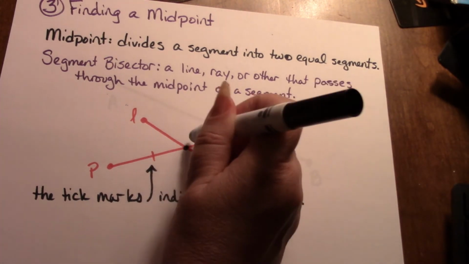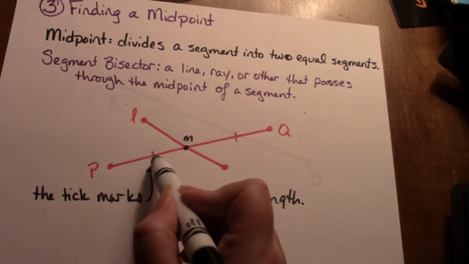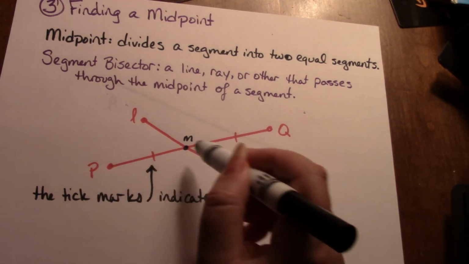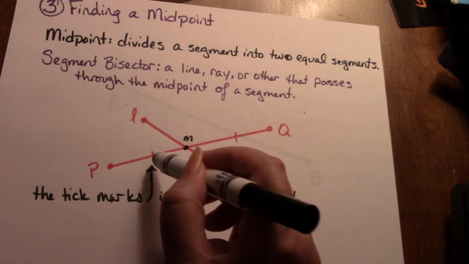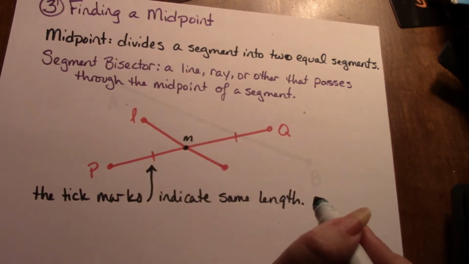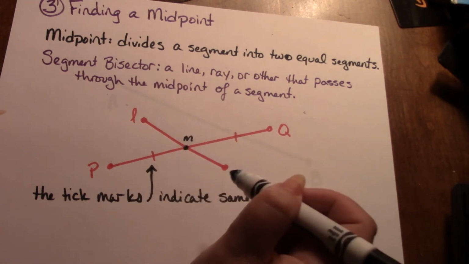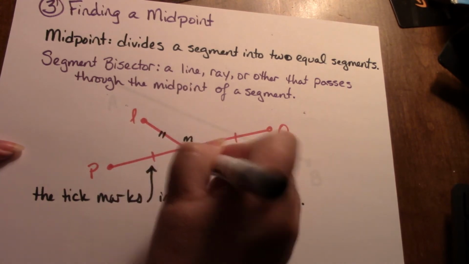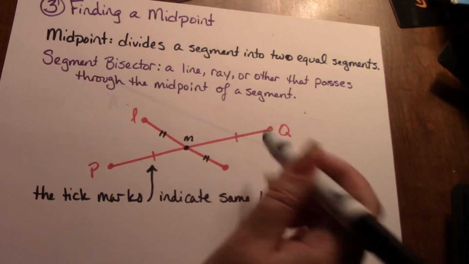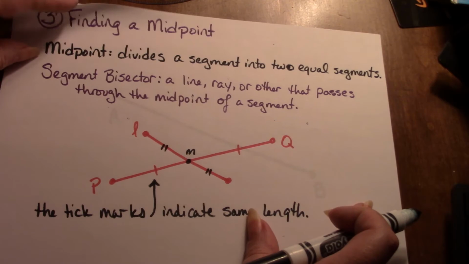So this M is the midpoint, and I've put little tick marks on line PM and line MQ to indicate that these are the same length, but they are not the same length as this. If L was also bisected, meaning cut in half, then we could do double tick marks there, saying these two are the same length, but not the same length as that one. So these are just little shorthand indicators you can use.